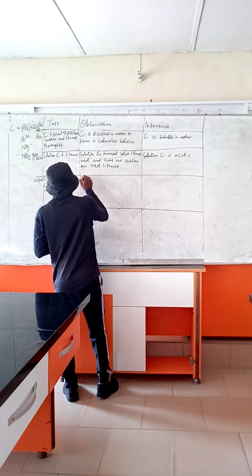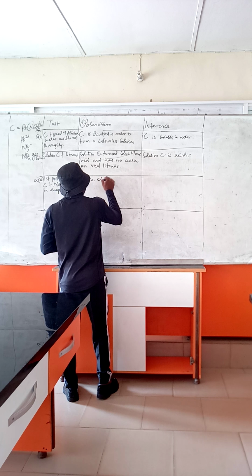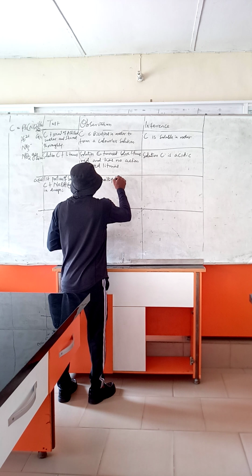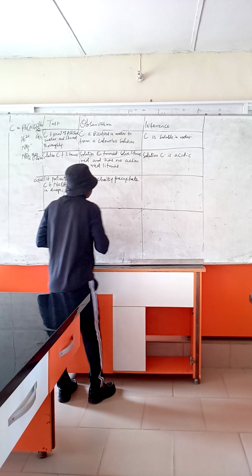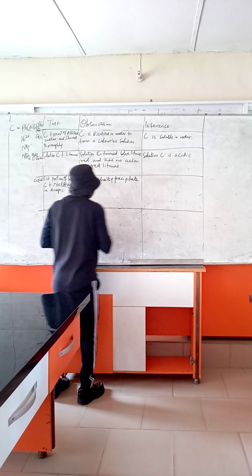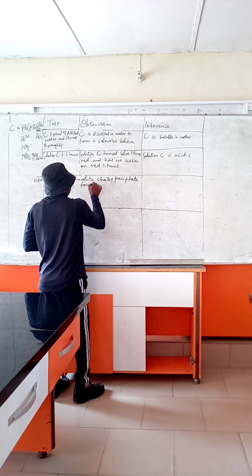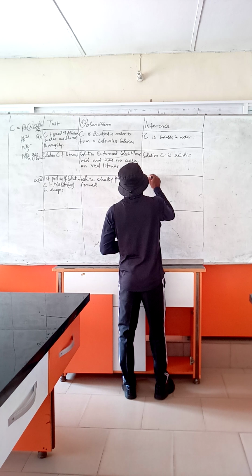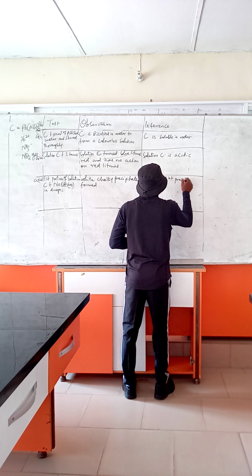So in drops, the observation could be what? White chalky precipitate. Some books would always use powdery precipitate, but I would advise my students to use chalky because you can't use the two at the same time. White chalky precipitate forms. And the inference here could be Ca2+ or Pb2+ present.